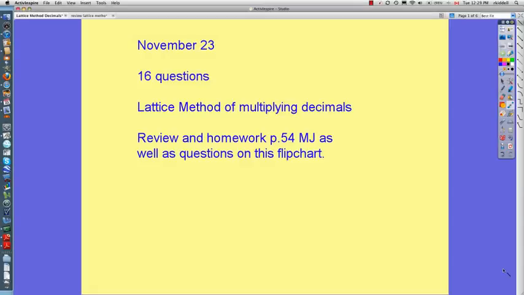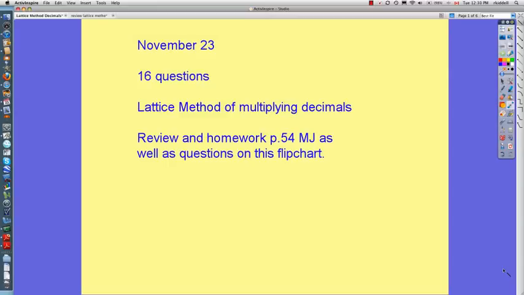November 23rd, 2010, Tuesday. 16 questions started with, and today we for the first time really went the lattice method of multiplying decimals. Very foreign to all of us again as adults. We were never taught this way. We find, even introducing it today, the students did in grade 4, and there were cheers in the classroom. So they buy into it and they like it.